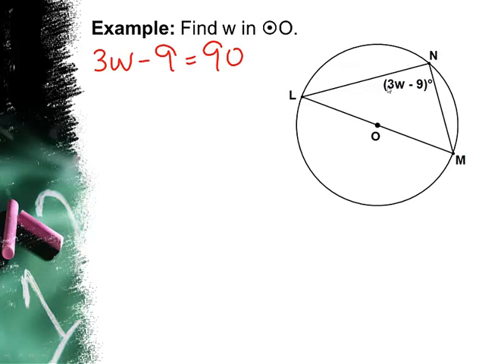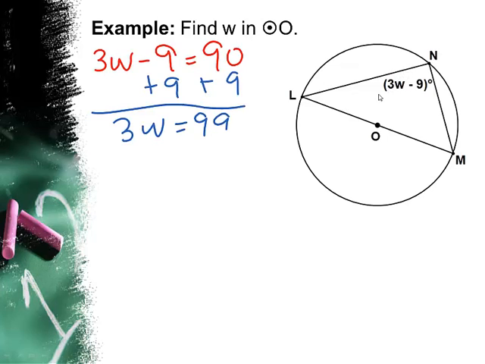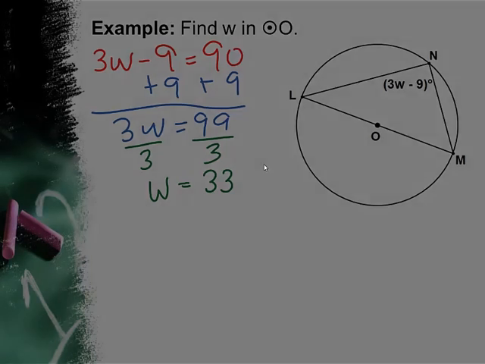So all I have to do is say 3w minus 9 equals 90, because that's a right angle. Then I add 9 to both sides, divide by 3, and I get w equals 33. You'll see a lot of triangles that are inscribed where one of the sides is a diameter, because we love right triangles in geometry. We can use the Pythagorean theorem and do more complicated, more involved problems with them.